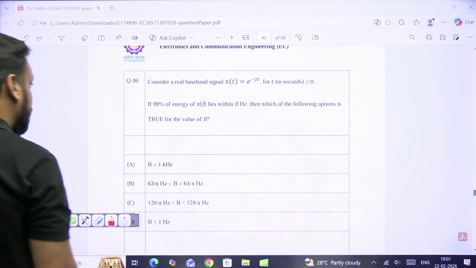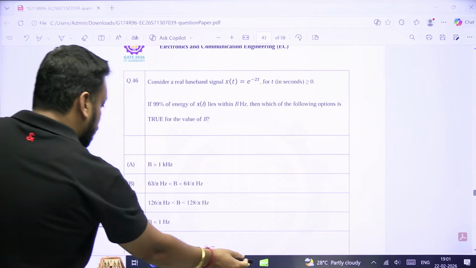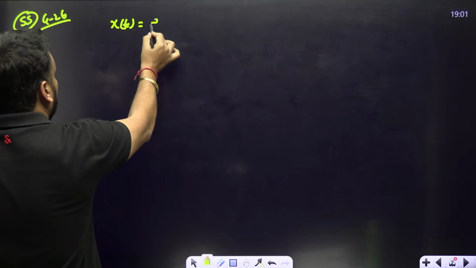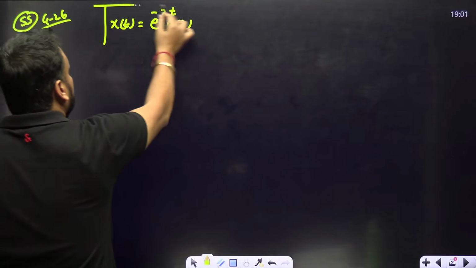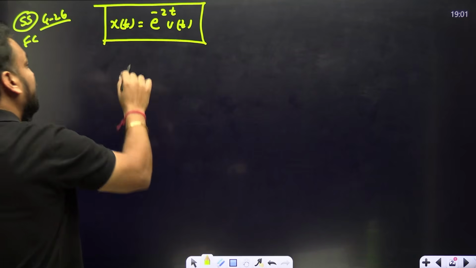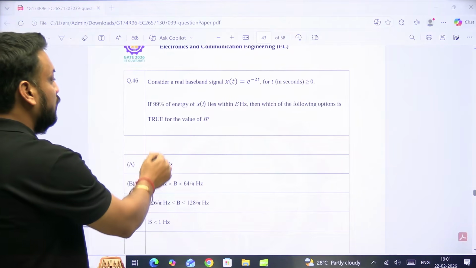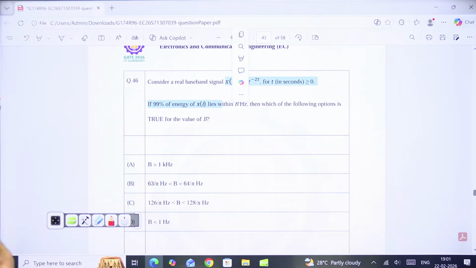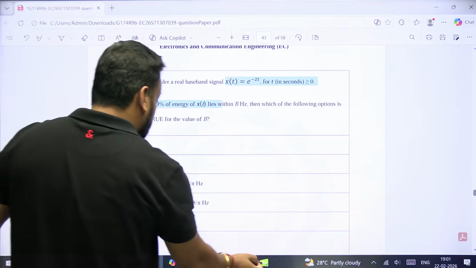x(t) is given as e to the power minus 2t u(t). I should write here x of t equal to e to the power minus 2t u(t). The examiner is asking that 99% of this energy lies within B hertz, which means frequency is being discussed. So we will have to use Parseval's theorem here.